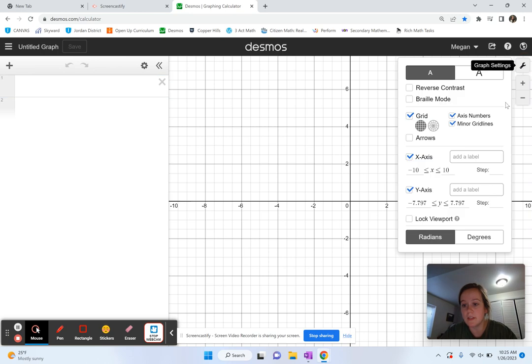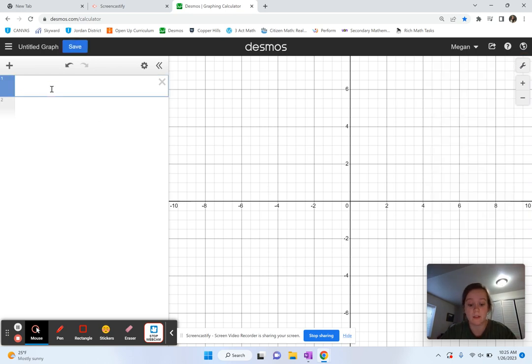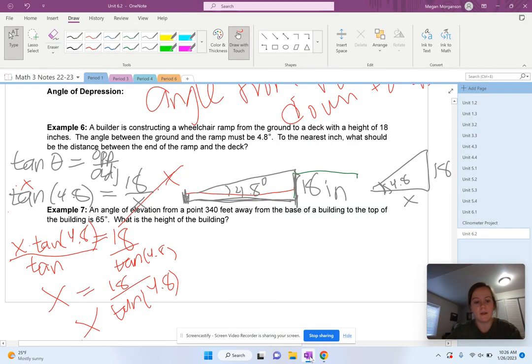You always want to check your settings to make sure you're in degrees rather than radians. Always do that because you'll get something weird otherwise. So we've got 18 divided by the tangent of 4.8. Oh, sorry, 8. And you get 214.4-ish.